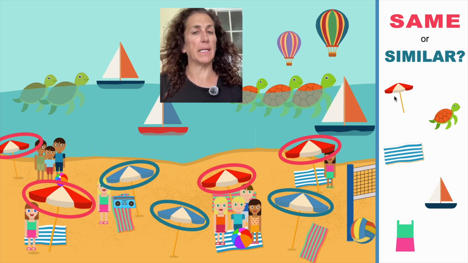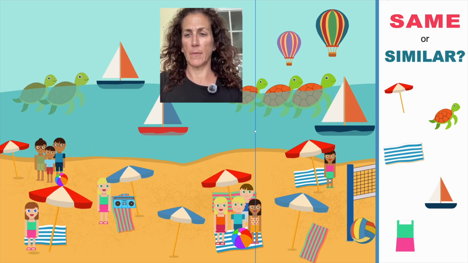So in this picture, there are 1, 2, 3, 4 umbrellas that are the same as this umbrella. There are 1, 2, 3 umbrellas that are similar to this umbrella, but not the same.